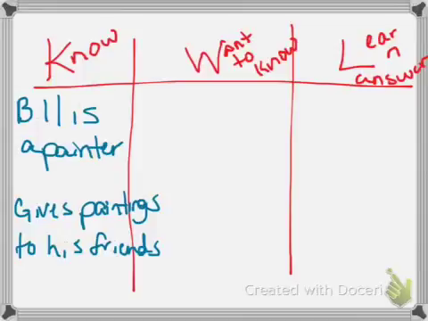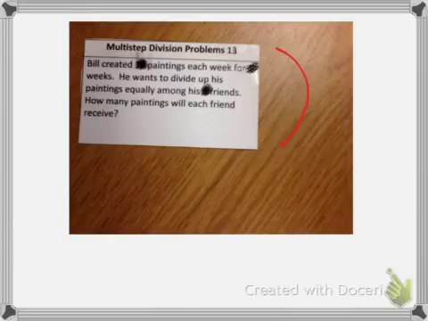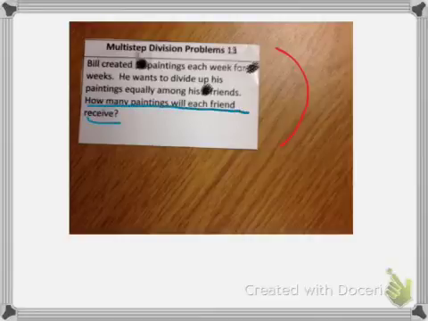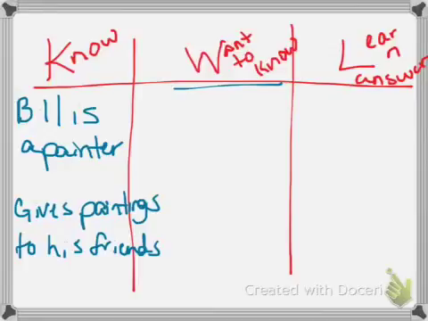The next thing is I'm going to ask the kids to go back and write their answer statement in this want to know section. Their answer statement comes from the question: how many paintings will each friend receive? So my answer statement is going to be, each friend will receive blank paintings.